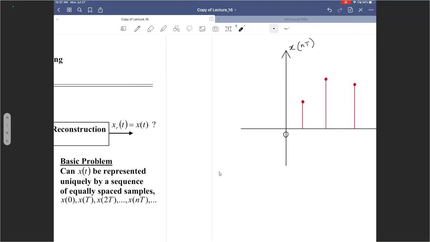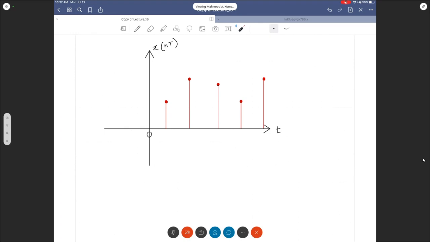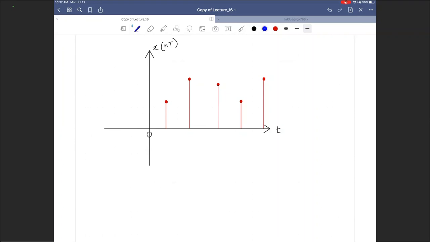I find an example like this very helpful to get things started when we talk about sampling and reconstruction. And this is essentially addressing the concept of reconstruction here. So I will ask you guys, suppose you were given this set of samples, and let us say that the sampling time is T, right? So let's say this is T, this is 2T, this is 3T, this is 4T, and this is say 5T, right? And those values would be x of T, x of 2T, x of 3T, x of 4T, and x of 5T.